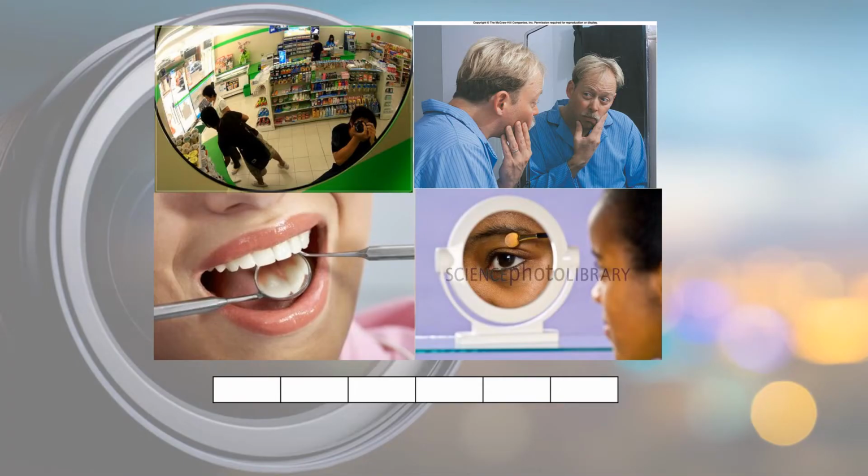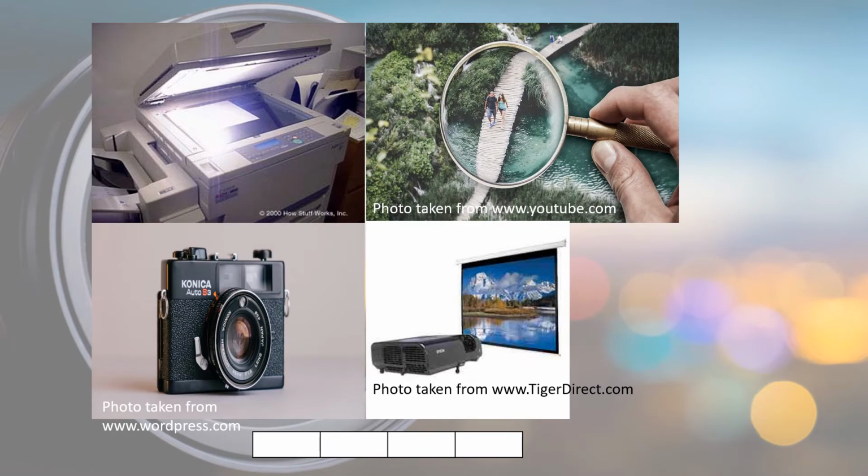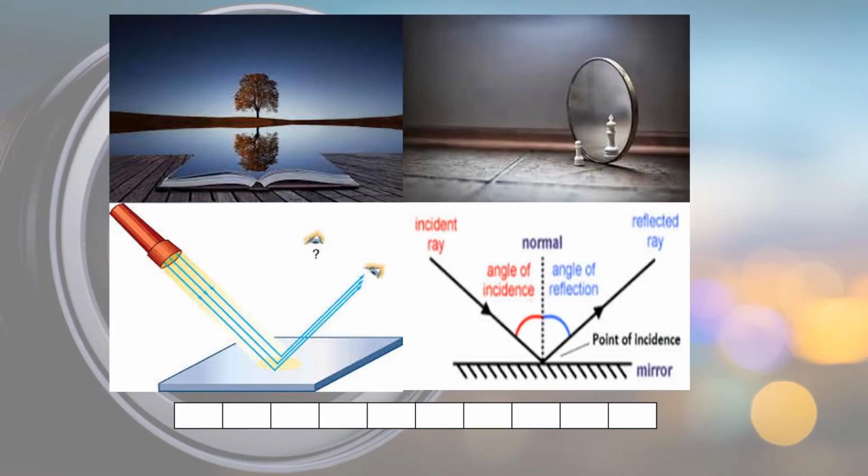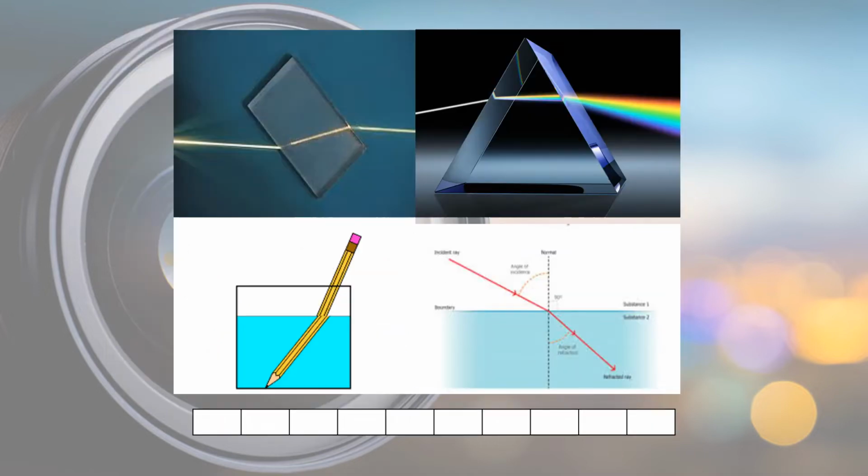First word. Answer. Mirror. Second word. Answer. Lens. Third word. Answer. Reflection. Fourth word. Answer. Refraction.